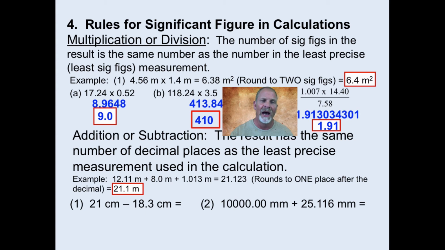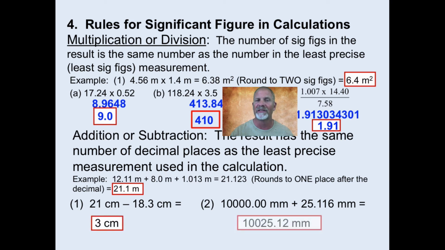So I see I have 12.11, that has 2 digits, 8.0, that has 1 digit, 1.013 has 3 digits, therefore my answer can only have 1. So if I get my answer, 21.123, it rounds to only 1 digit, so I can only keep the 0.1. Look at the 2, 4 or below, I drop it off. So it's 21.1. So we go through this practice. Very, very important you understand these sig fig rules. Critical, critical, critical.